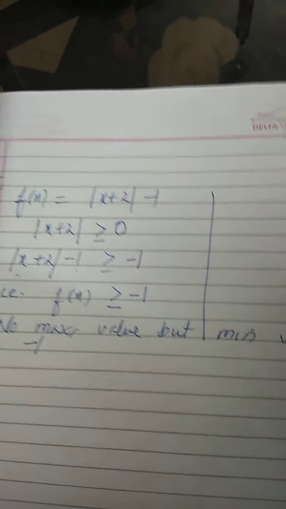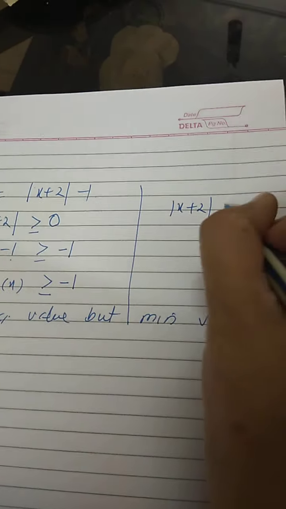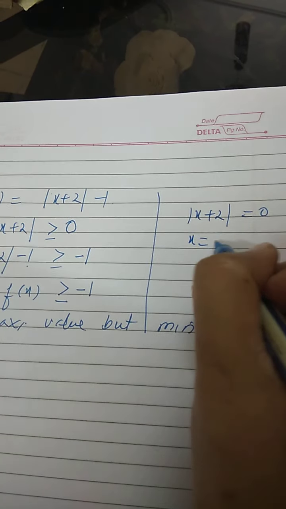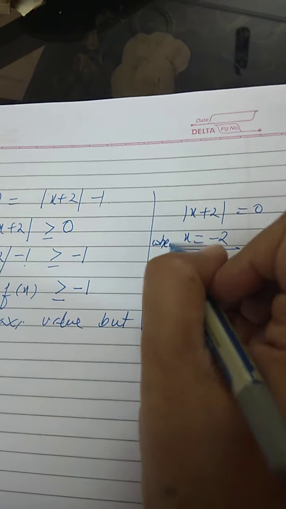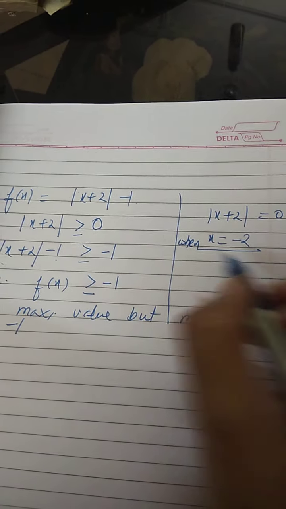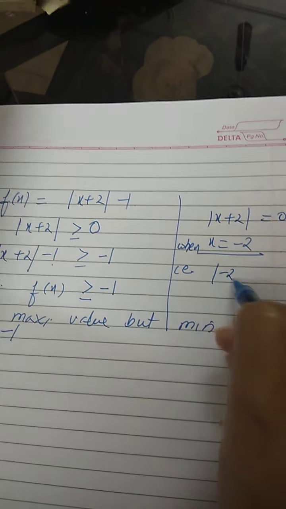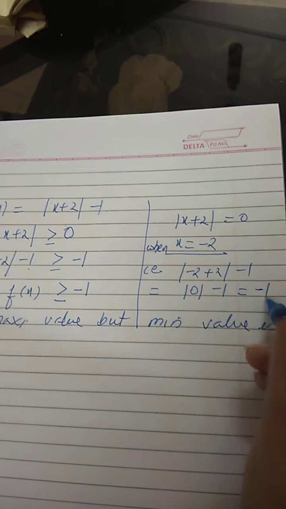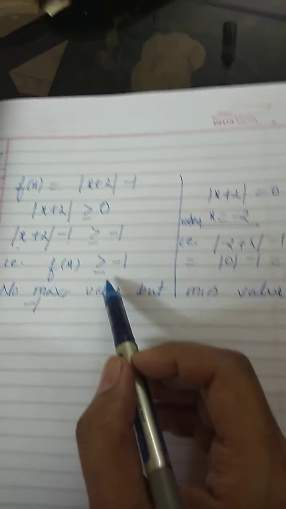Again, if I equate this, if I say modulus of x plus 2, when will it be 0? When x is equal to minus 2, right? So modulus of x plus 2 is 0 when x is equal to minus 2. That is, if I put minus 2 plus 2 here, minus 1, this is mod 0 minus 1. So the least value that I am getting is minus 1. That is why the greater than or equal to sign is there.